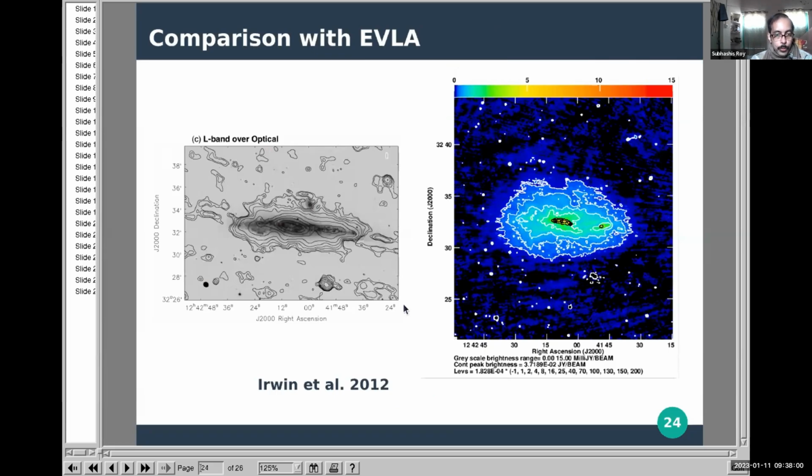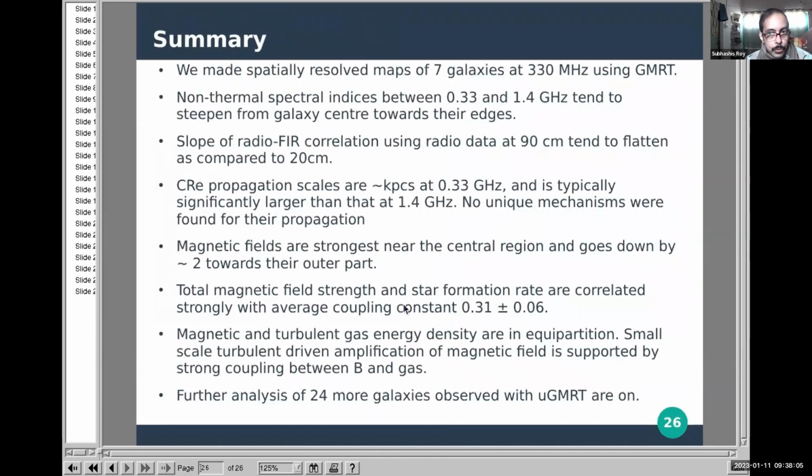With this, I will finish. We have made spatially resolved maps of 7 galaxies at 330 MHz using GMRT. The non-thermal spectral indices between this and 1.4 GHz tend to steepen from the galaxy centers towards their edges. The slope of the radio correlation flattens at lower frequencies. CRE propagation tails are of the order of a gigahertz. No unique mechanism is found. The magnetic field is stronger towards the center by a factor of 2 than at the edges.